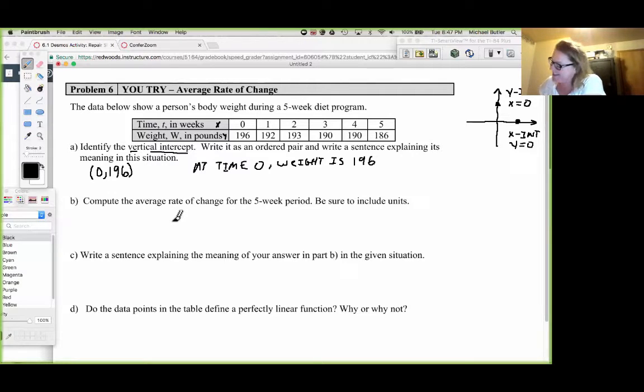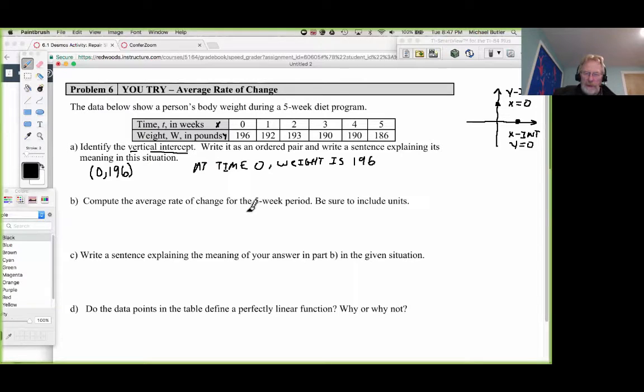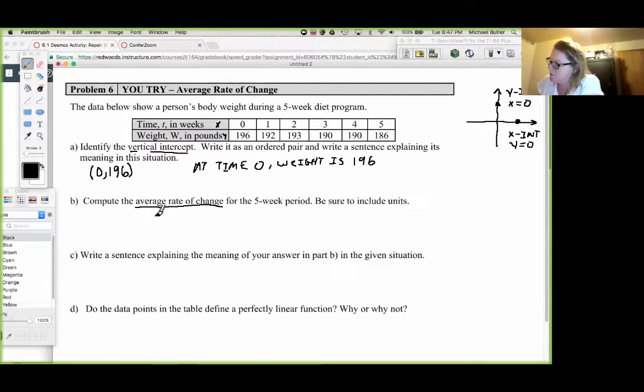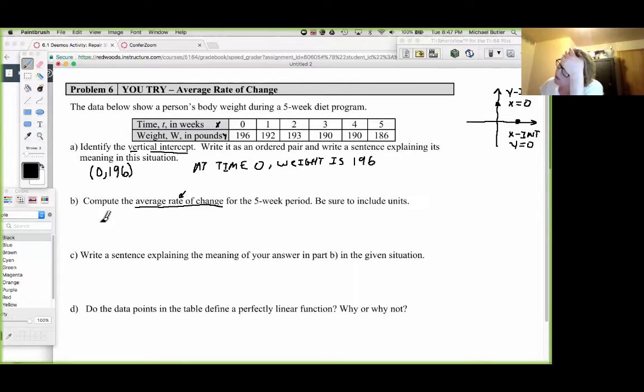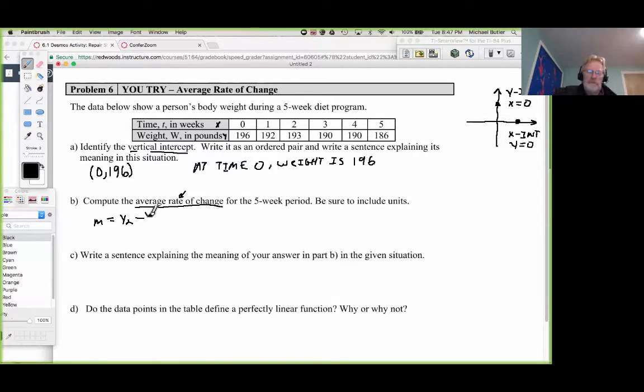Exactly. Okay, so compute the average rate of change for the 5-week period. Be sure to include units. So what we're going to have to do is go in and calculate the slope. A key thing here is when you see the words average rate of change, that's the slope. It's the slope, m equals y2 minus y1.